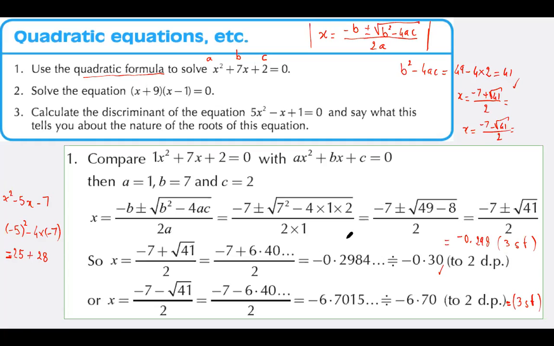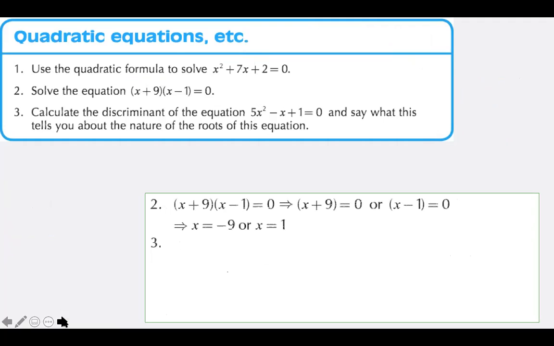So that was problem 1. If I move to problem 2, to solve the equation, you just need to make x plus 9 equals 0, or x minus 1 equals 0. So x equals -9 or x equals 1. That's how you solve this equation. It's one or the other, but you need to give the 2 answers to get the mark.